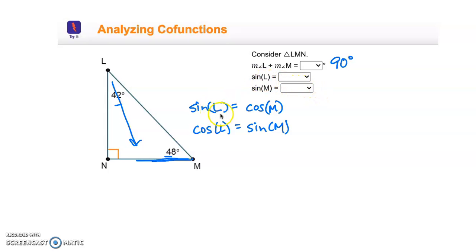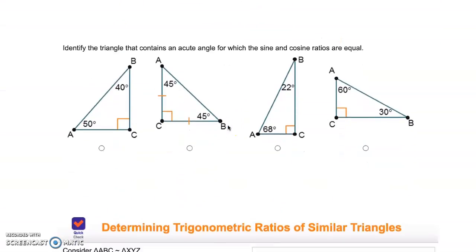So in this case, the sine of L is equal to the cosine of M, and the sine of M is equal to the cosine of L. So that helps you find things out really easily.